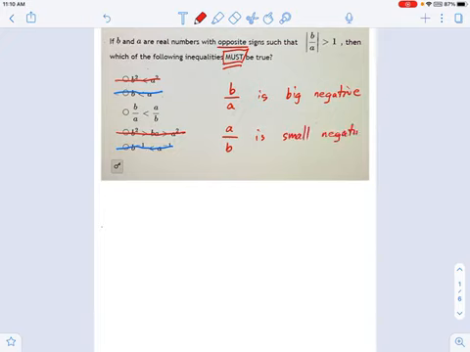Well, think about where these are on a number line. If you've got a number line like this, there's 0. Here's a over b, it's a small negative number. Here's b over a, it's a big negative number. Which one is smaller than the other? You would say, oh, well, obviously, b over a is less than a over b. It's more negative.